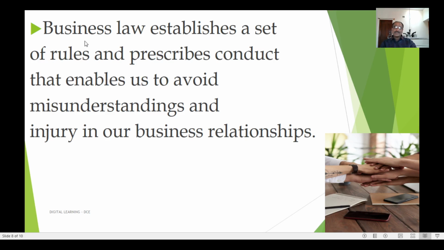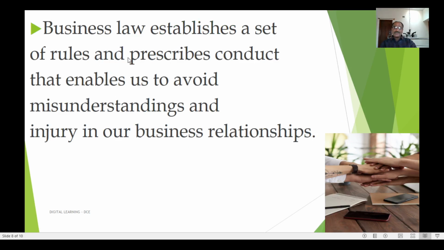All business people have to observe business law, because it is the guide, the law relating to business, which is to be followed by business people. It is one of the guides for all business people to become more successful in their business. Therefore, business law is very important for all business people.